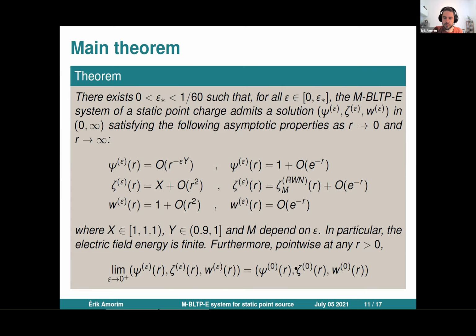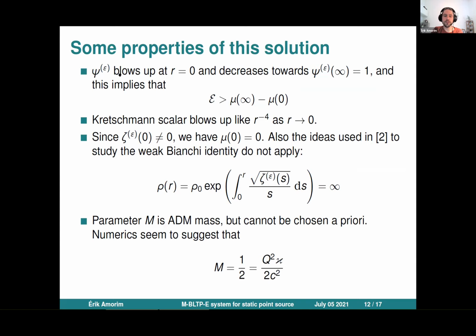But what I want to mention about this, so properties of this solution: the psi function blows up, as I mentioned. So it's not going to be equal to one, because it's supposed to converge to one as r goes to infinity. And this actually implies that the nice relationship we had before in Shadi's work for the other spacetimes between the energy, the ADM mass, and the bare mass, if you want to call mu of zero the bare mass, does not hold anymore.